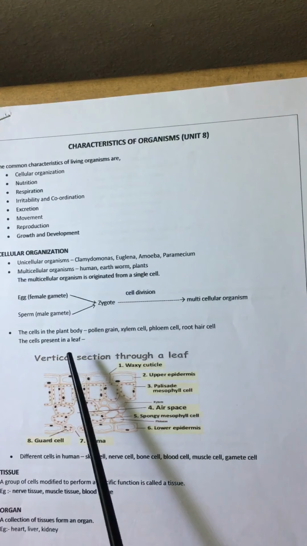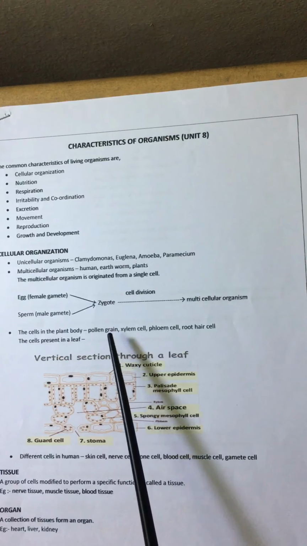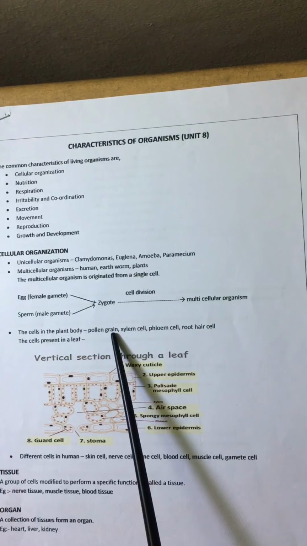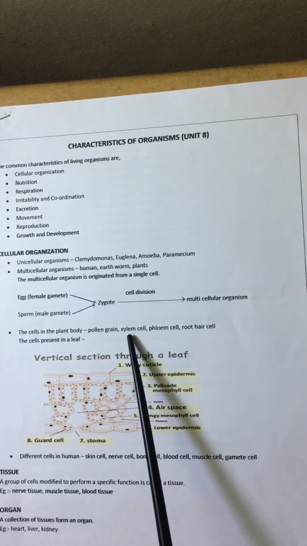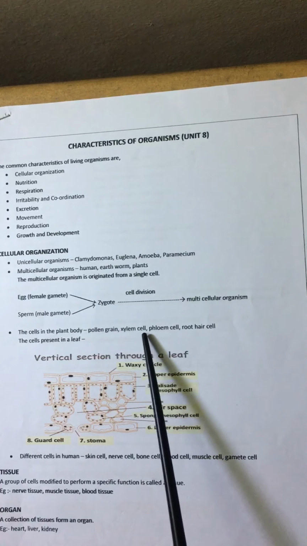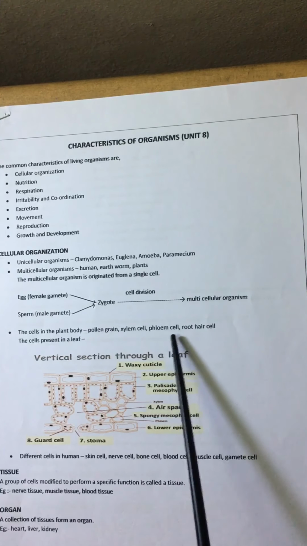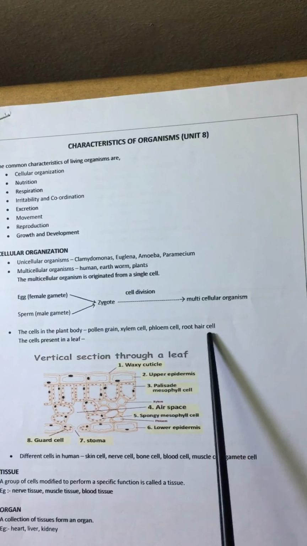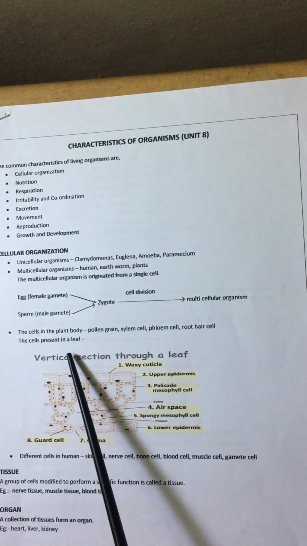Now some cells in the plant body. Pollen grain is the male gamete, found in the flowers. The xylem cell, that is the xylem vessel, conducts water. Phloem conducts food. Then the root hair cells, and the cells present in the leaf.